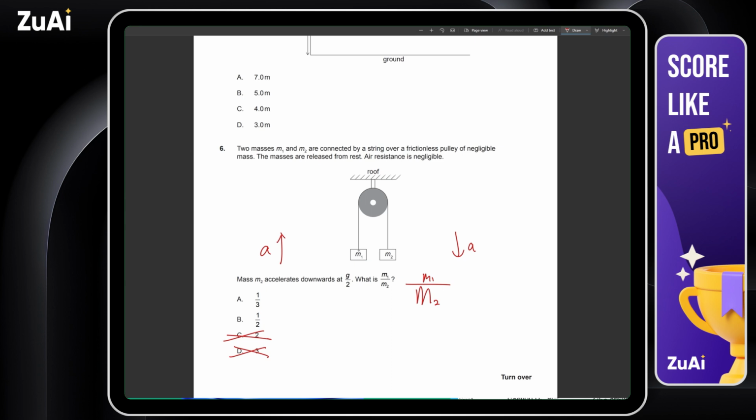Starting with the arrows. M1 is experiencing two forces, a strong tension going up and a weak weight going down. M2, the other way, there is a tension going up, but there is an even stronger weight going down. These two tensions are the same in magnitude, because firstly, they are the same string. Second, they are going over a frictionless pulley.